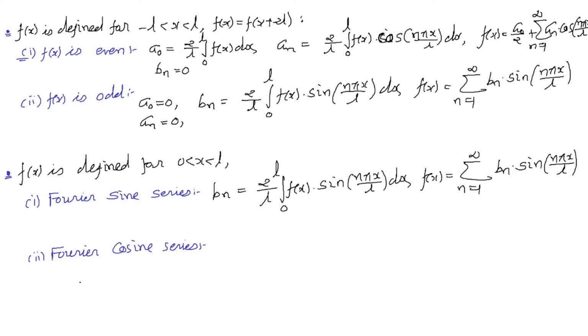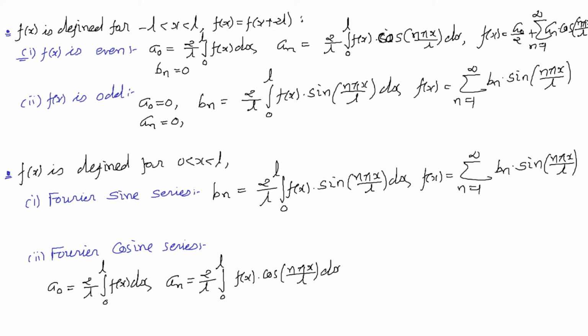For Fourier cosine series, a0 is defined as 2 upon L, 0 to L f of x dx. An's are defined as 2 upon L, 0 to L f of x into cos n pi x upon L dx, and f of x is a0 by 2 plus summation n equal to 1 to infinity an into cos n pi x upon L. Right.